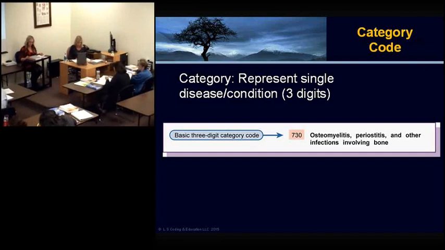877, got it, thanks. So that's your main 3-digit category code. It's really important, you guys, that you look at everything that's listed below that code. It tells you what it excludes, what it includes. It tells you whether or not you need to use an additional code.